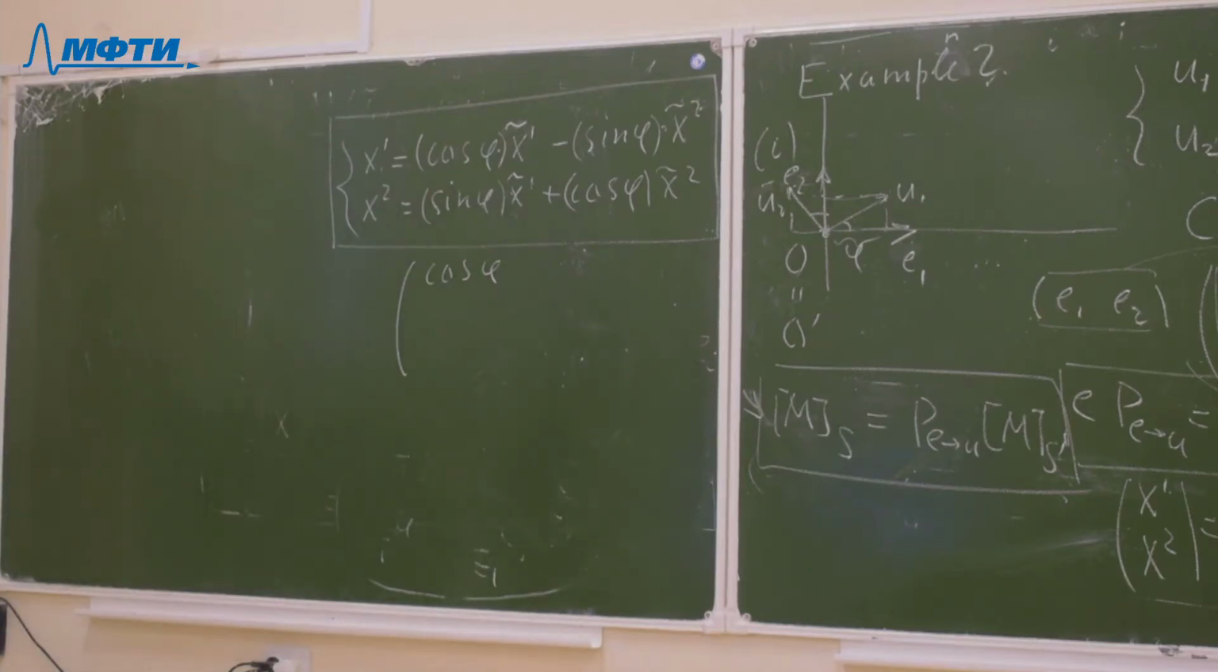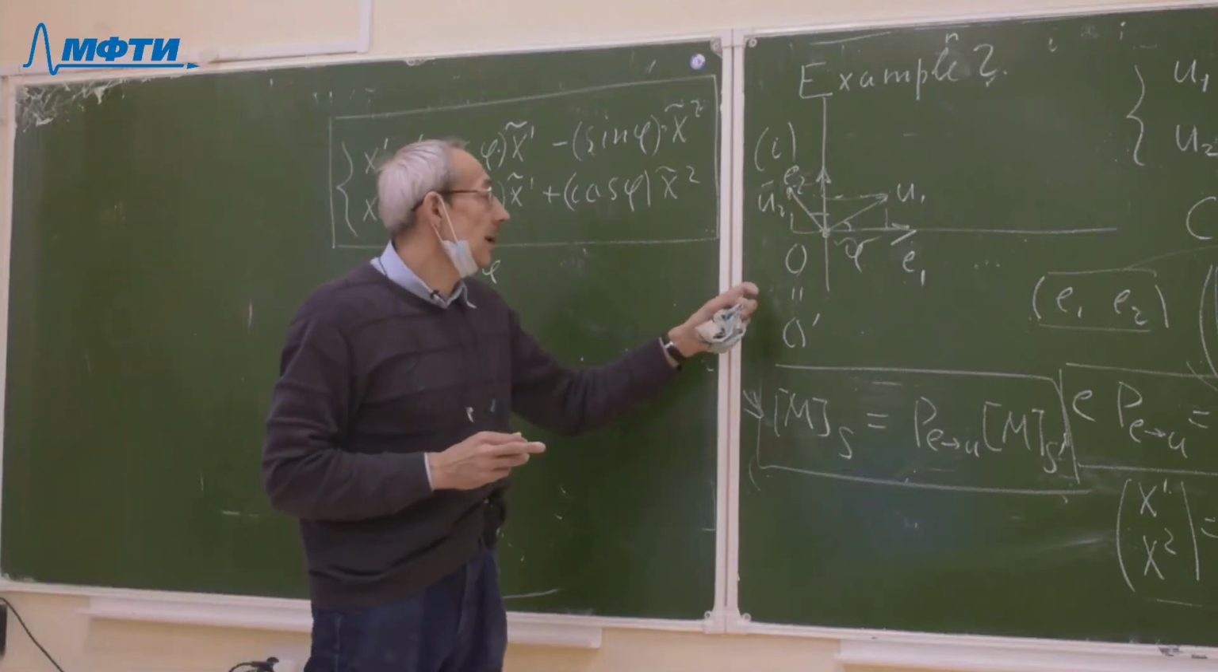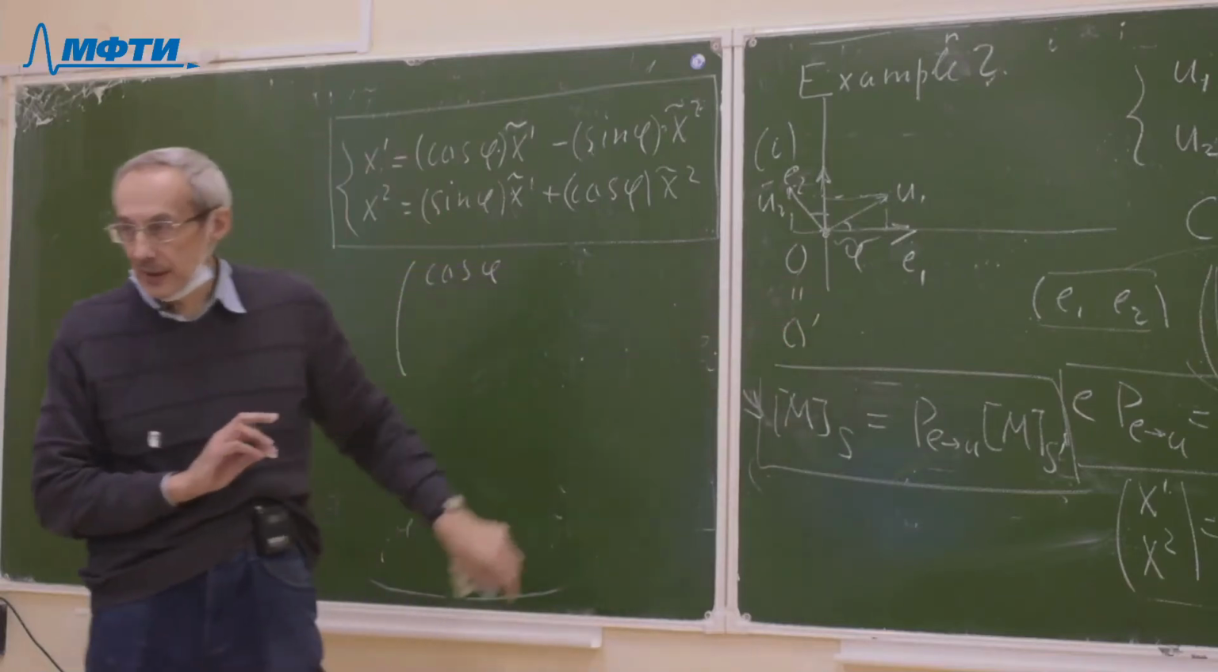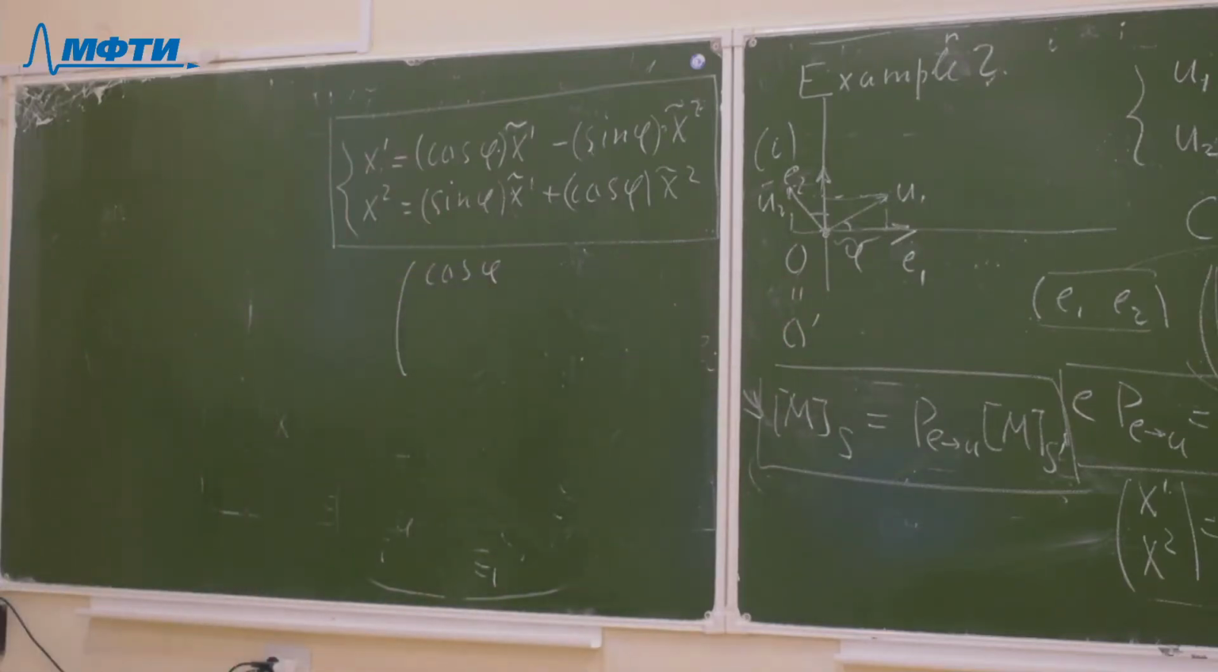Yes, the question. What if we change also the coordinates? I mean, O not equal to O prime. The only difference is in the plus O prime, right? Yes. In our case, O prime coincides with O. Only in this case, only in this example. Okay. Only in this example.